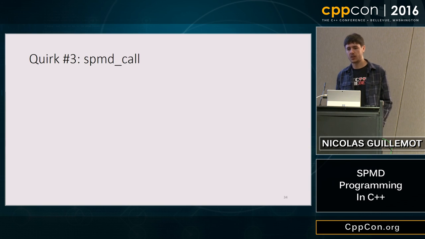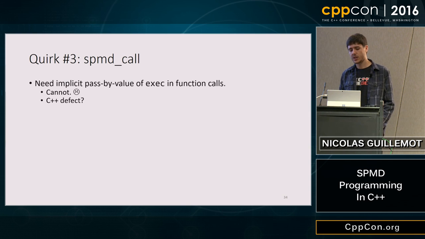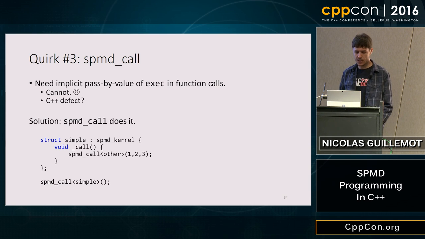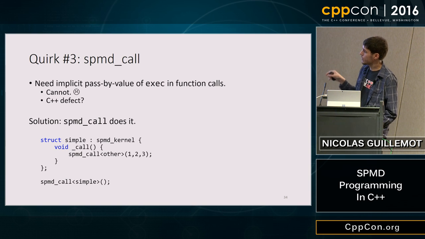Another quirk is the need to call SPMD call. It'd be nice if you could call it as if it were a regular function, but instead you have to use SPMD call. The reason is that when you call an SPMD function from another function, you have to do an implicit pass by value of the execution mask, and right now that's not possible. It's kind of weird, because it is possible to implicitly pass the this pointer between member functions, but not the execution mask. Maybe there's a way to fix that. Other than that, this is basically how it works: if you call it from outside of an SPMD kernel, it'll just call the function with a mask that's all on.